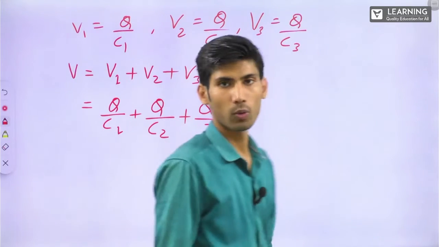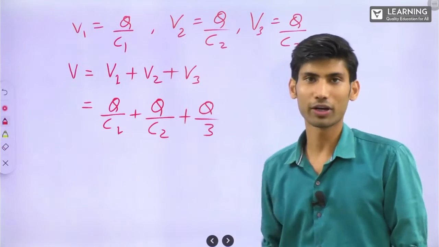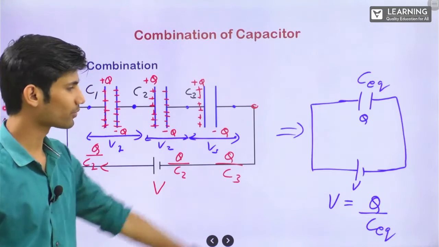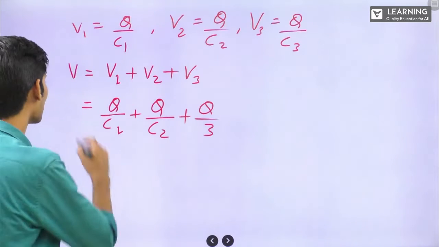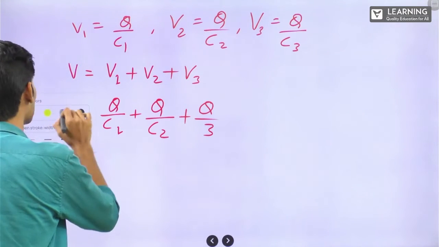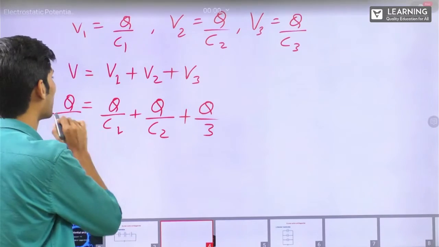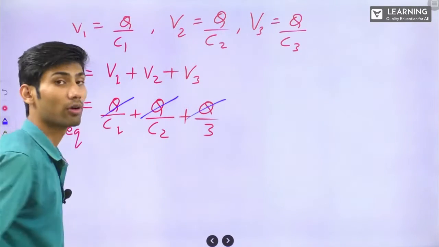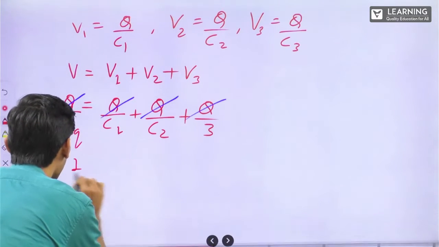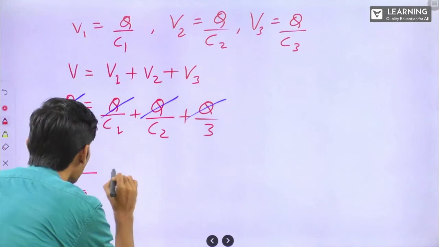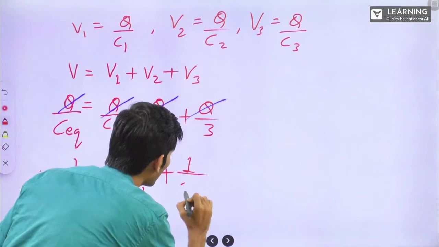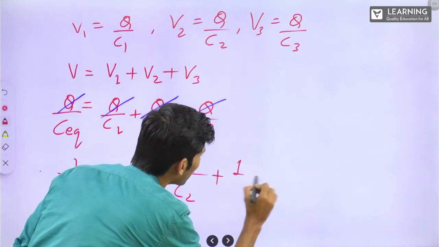Now this V I have to write. I hope you got it till here. What is this V? V is equal to Q by C equivalent. So here this will be Q by C equivalent. If you see, all the Q are cancelled. What we are left with, what we finally got, 1 upon C equivalent is equal to 1 upon C1 plus 1 upon C2 plus 1 upon C3.